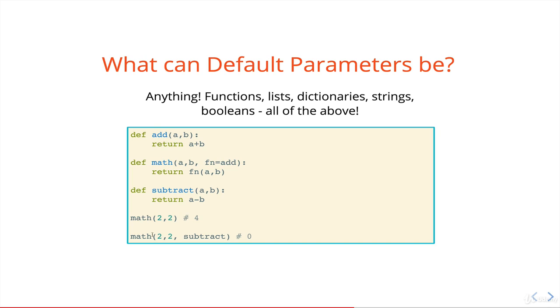Or we could do math(2, 2) and then pass in subtract. And in this case, a is 2, b is 2, fn is subtract. So then it calls return subtract(2, 2), which then runs subtract, and we return 2 minus 2, which is 0. So I apologize if this confuses you more, but I just wanted to show you that the default parameter is not limited to a string or an integer. It could be a list, a dictionary, or even another function like we have here.